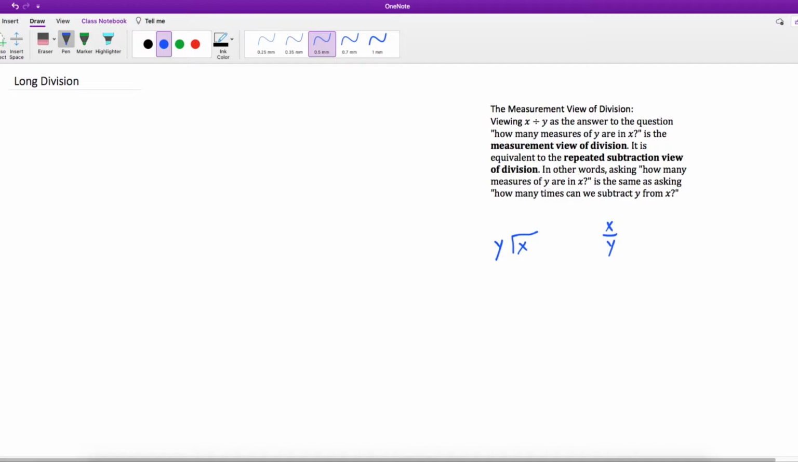So long division is based on this view, and you might have realized that by remembering that long division involves subtraction, right? And here's subtraction here. It's a little bit more efficient, though, than just doing a straight-up repeated subtraction. Okay, so let's use an example. We'll do one without a remainder first. Okay, so let's say we want to calculate 578 divided by 34.